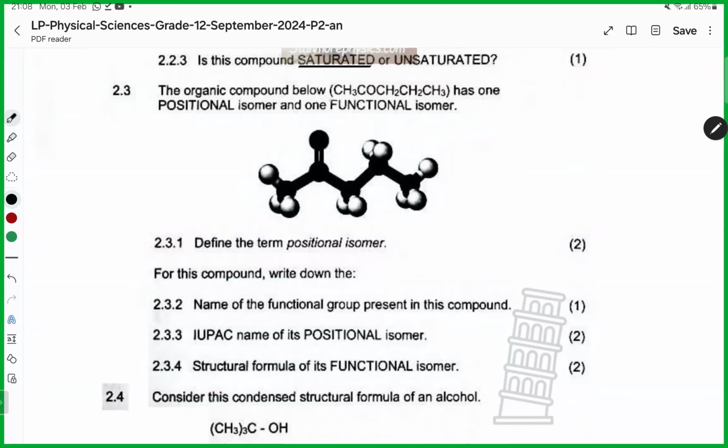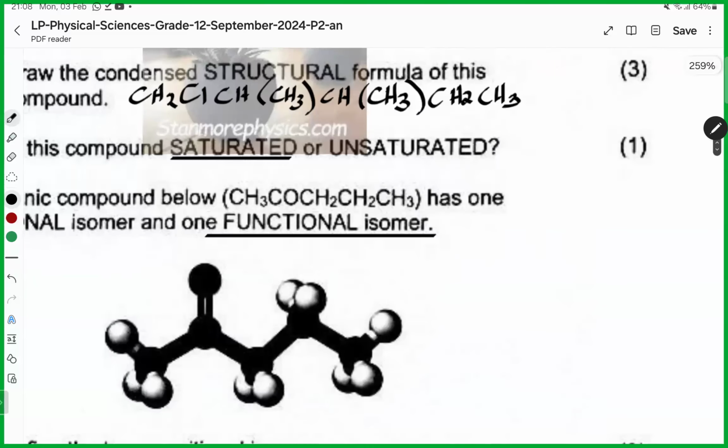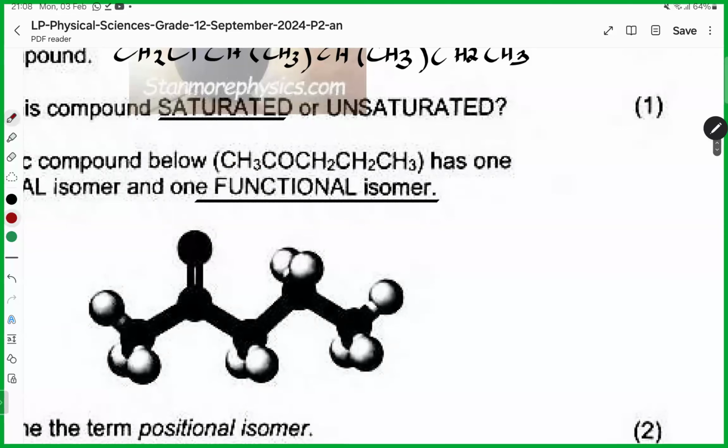You are given this compound here, CH3COCH2CH2CH3. This compound has one positional isomer and one functional isomer. We can deal with the functional isomer. Before we go any further, what compound is this? Ketone. That's a ketone. The functional isomer of a ketone is an aldehyde. Aldehydes and ketones are functional isomers.